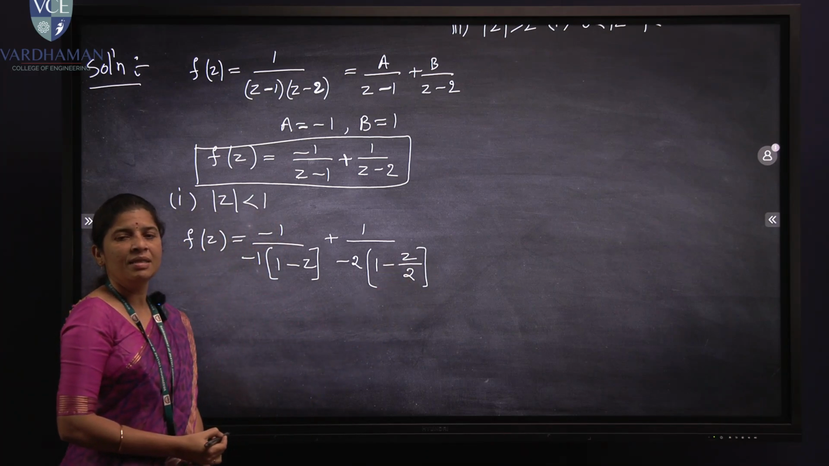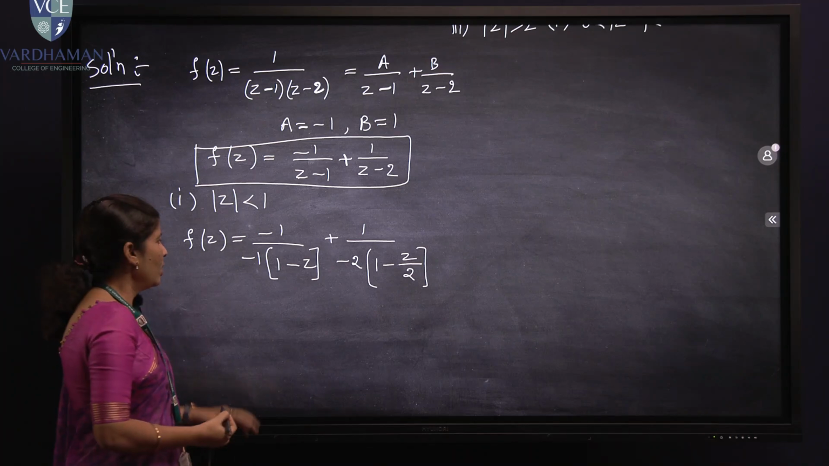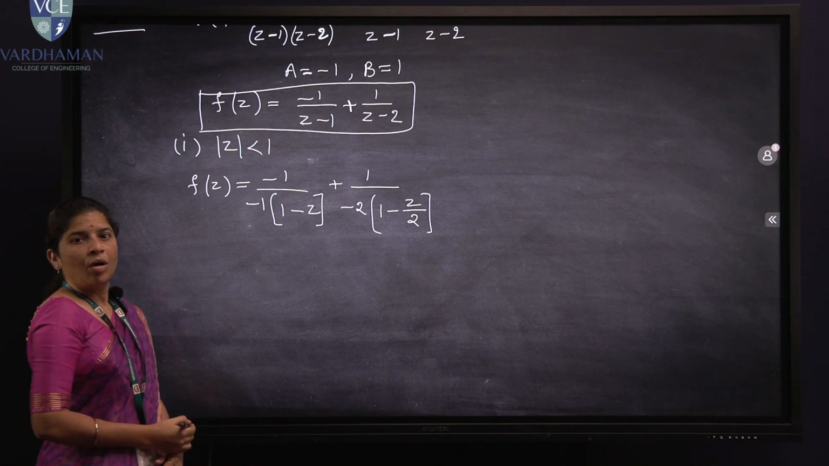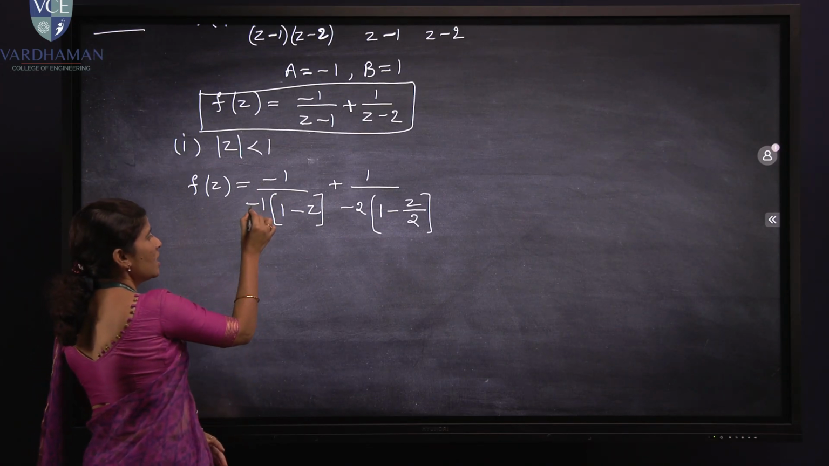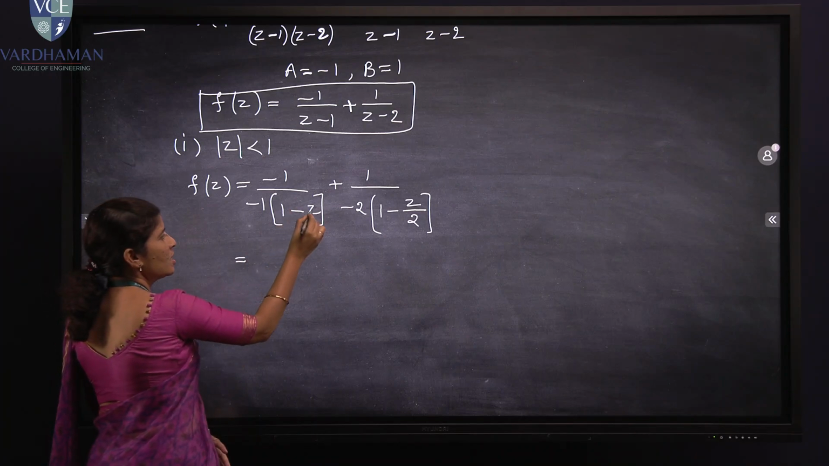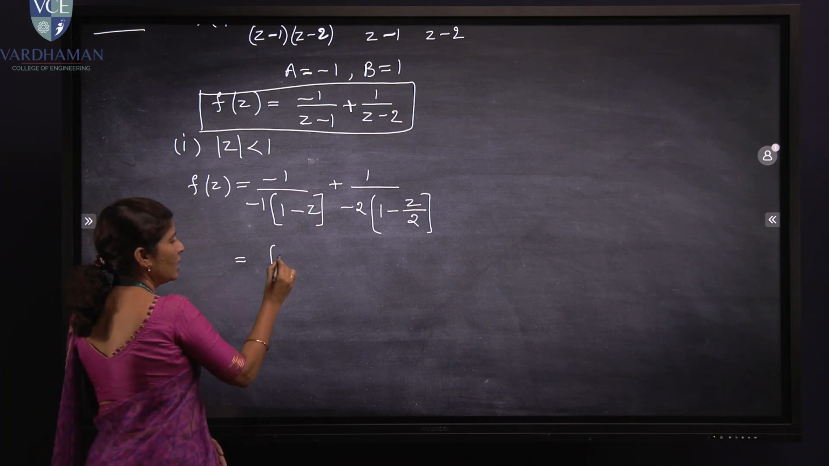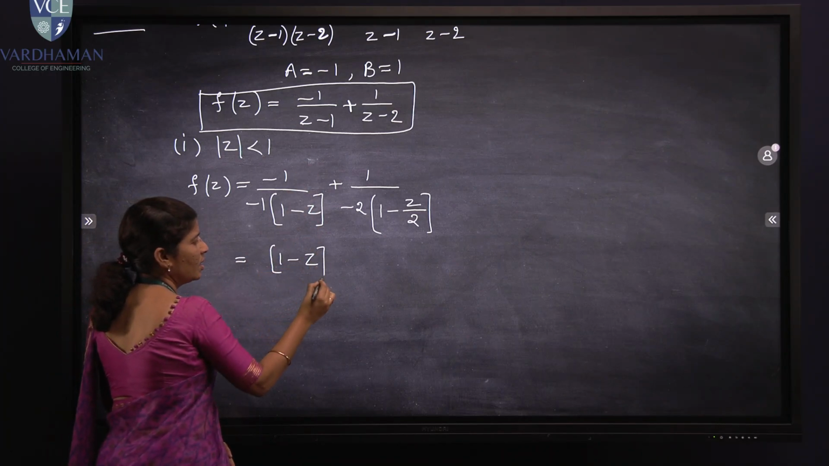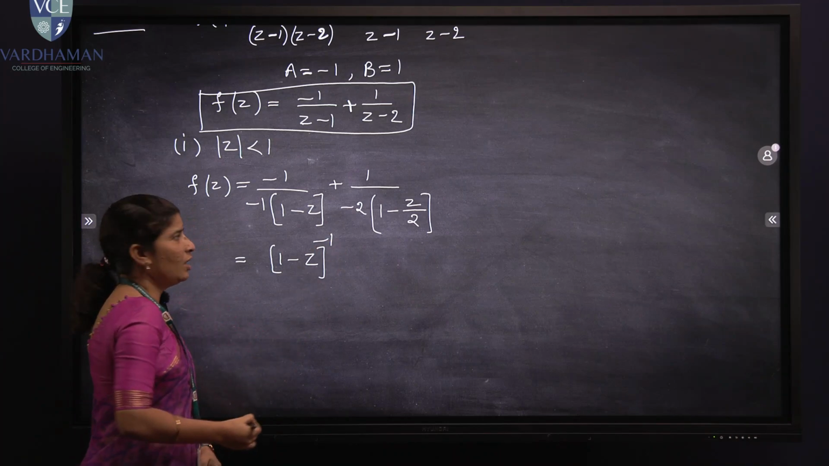That is, here I have taken the greatest terms common. After taking the common, here minus and minus is placed. I will take this term into the numerator. If we are taking the denominator term into the numerator, here we have to write it as an inverse.